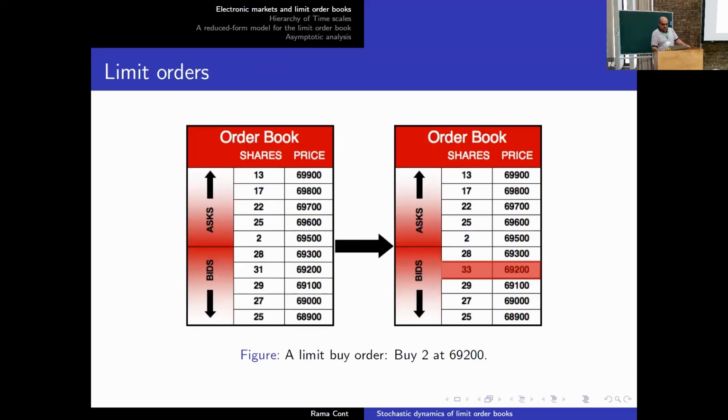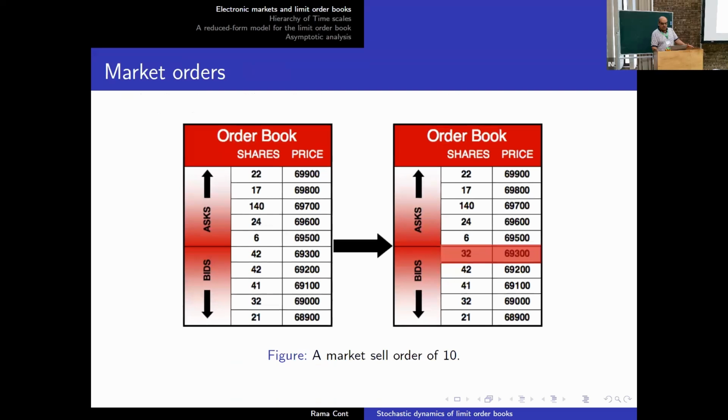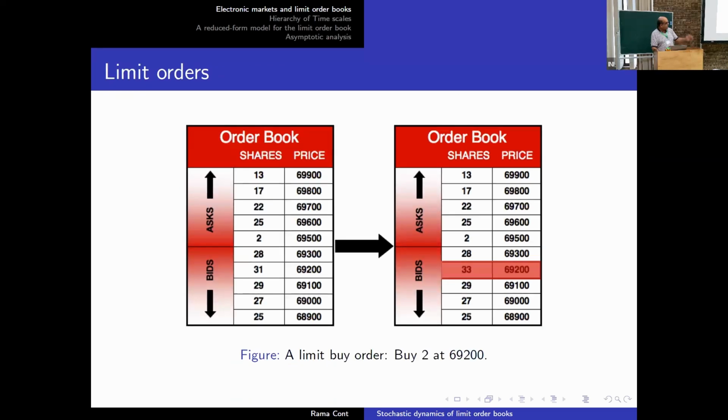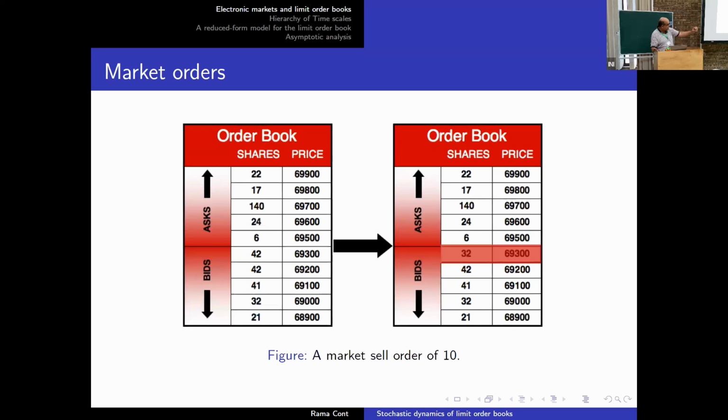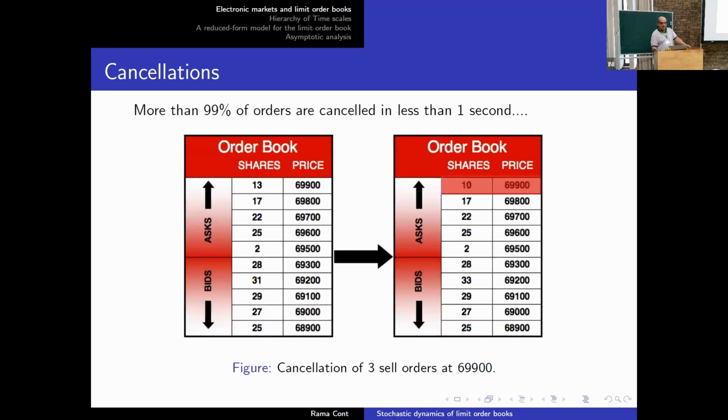Okay, so here are examples of orders that can be sent. You can set limit orders at a certain price inside the book. You can send a market order, which then eats into the interface, or you can cancel existing orders anywhere in the book. And one of the important things, I'll come back to it at the end, is that more than 99% of orders are canceled in less than a second. This is very important. If you don't understand this, then you don't understand the data when you look at it. So it means that the ratio of transactions to orders is less than 1%.